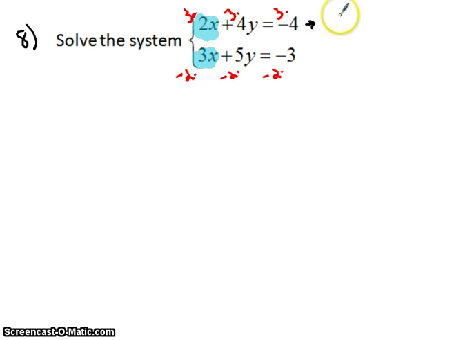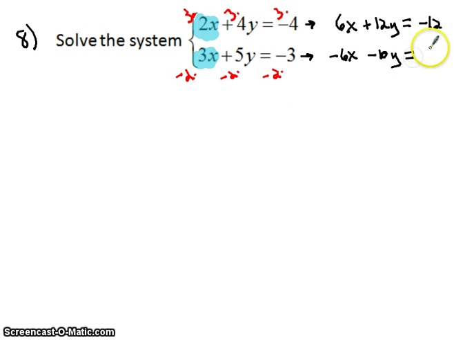3 times 2x is 6x. 3 times 4y is 12y. 3 times negative 4 is negative 12. In the bottom equation, negative 2 times 3x is negative 6x. Accomplishing my zero pair. Negative 2 times 5y is negative 10y. And a negative 2 times a negative 3 is positive 6.